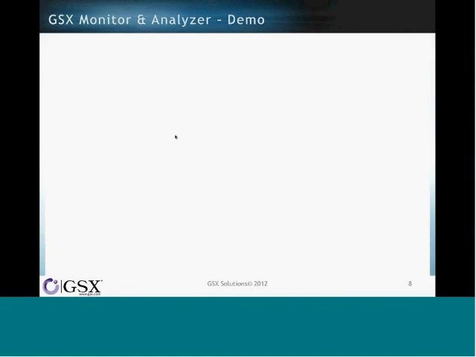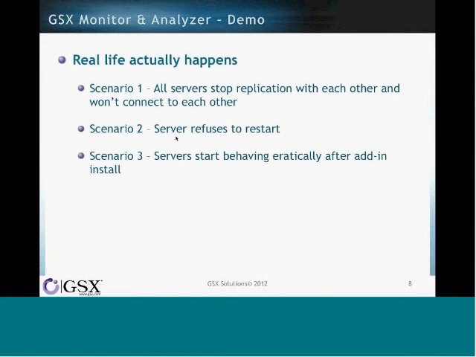and talk to you about these three scenarios that we're going to talk through real quick. Scenario 1, this actually happened in a large bank. I can't tell you which one it is, but a friend of mine was asked to come in and work out what happened. So all servers have stopped replicating with each other and won't connect to each other at all. Great. So what happened?